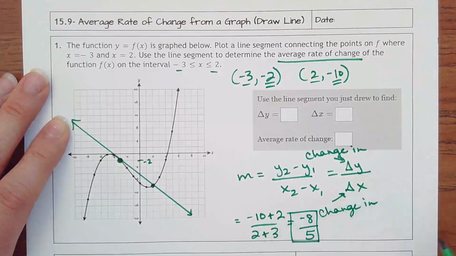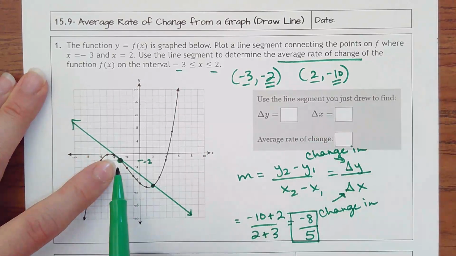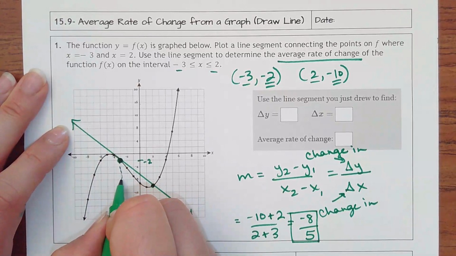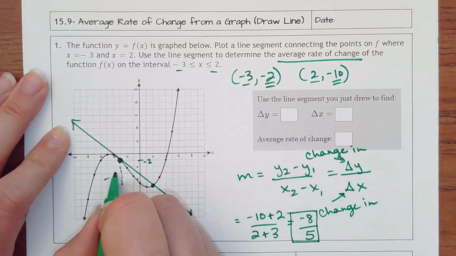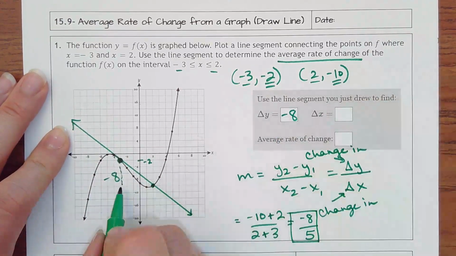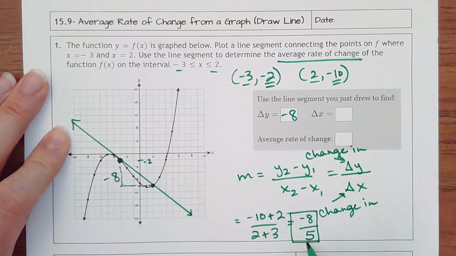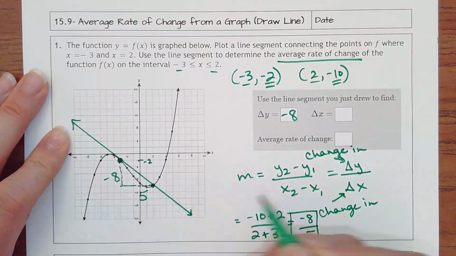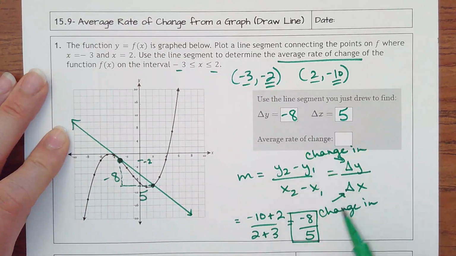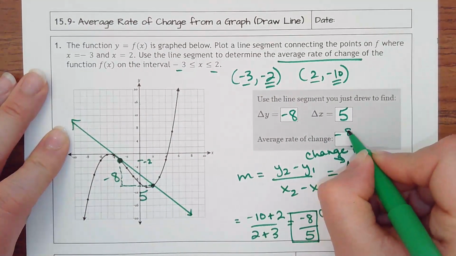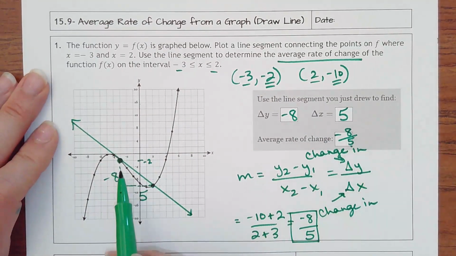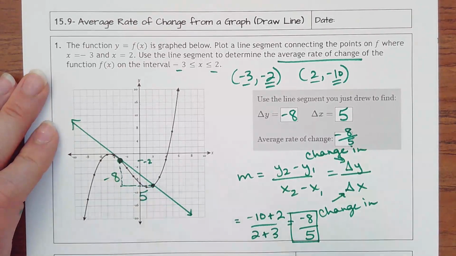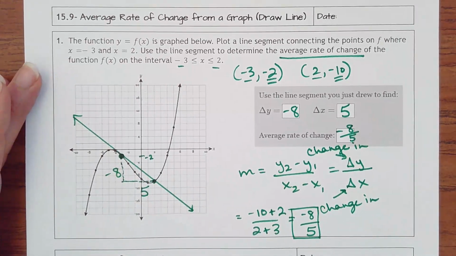That's my slope. But they're going to break this up and say, what is the change in y's? What are we going down? We're going down 8, and then we're going right 5. And then the average rate of change as a fraction is that change in y over change in x. So you could also just look at the picture and count. Just be aware that they don't always count by ones.